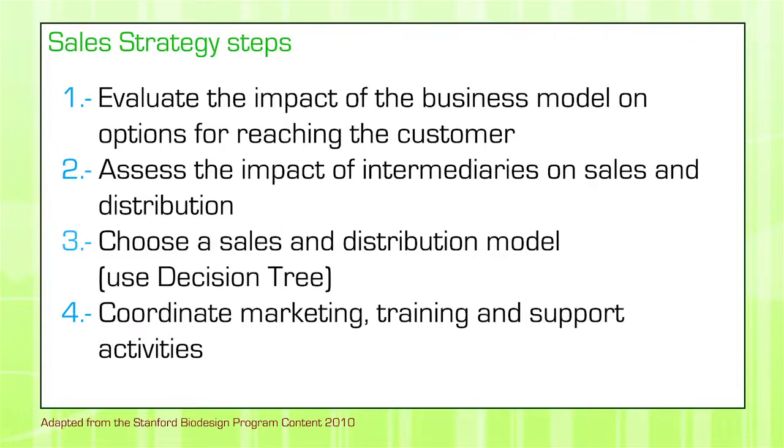Secondly, you have to assess the impact of intermediaries on sales and distribution. Sometimes it's going to be beneficial to have intermediaries because you want to target a customer pool or a nation that you don't know really well. But on the other side, that's also going to bring up the price point of your product, and if that's of great importance to you, then it is something to consider. Third, you want to choose a sales and distribution model from this decision tree and algorithms, and decide on one. And finally, coordinate the marketing, training, and support activities that you're going to need to execute this sales and distribution model.